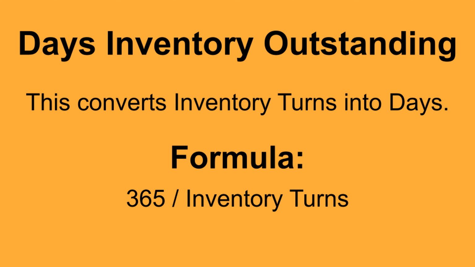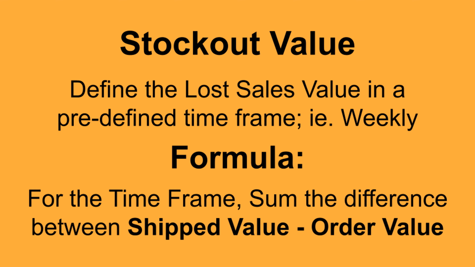Days inventory outstanding, it's just converting the inventory turns into days. So the formula is 365 divided by inventory turns. Stockout value. Define the lost sales value in a predefined time frame, such as weekly. And here you're just taking shipped value minus ordered value.